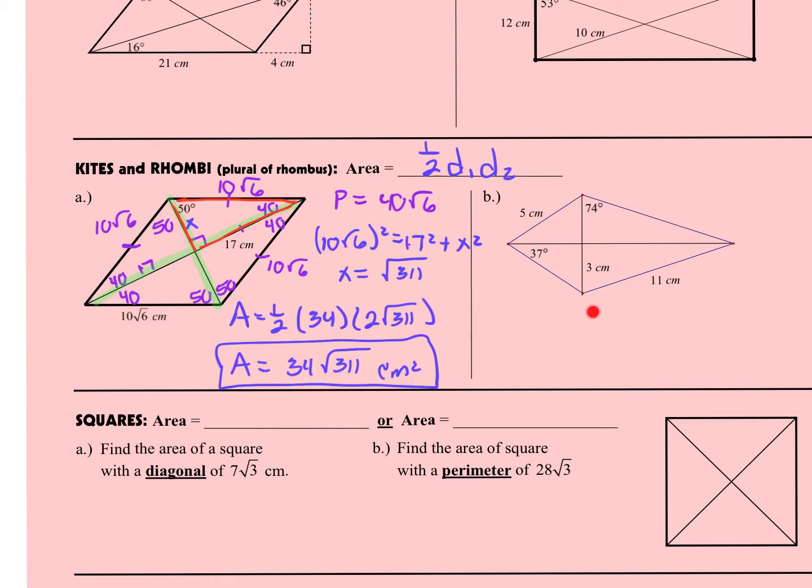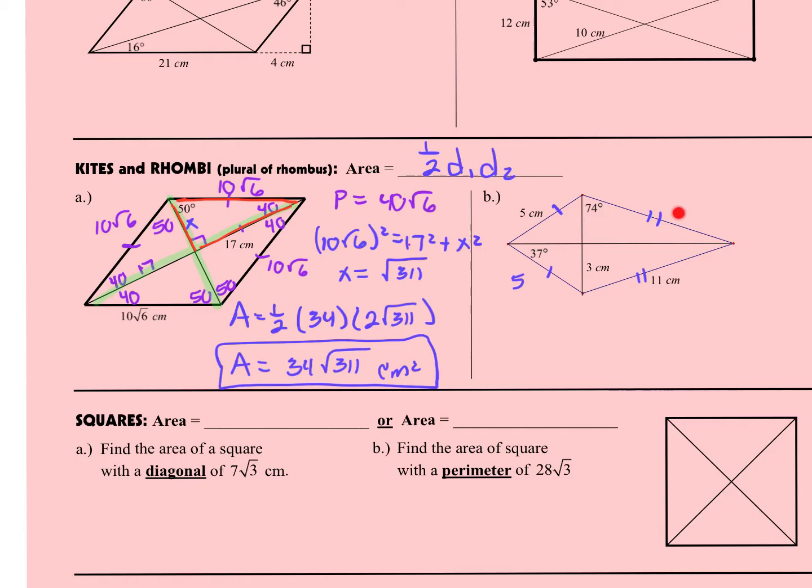Now let's move on to our kite over here. Little reminder on our kites. We're going to have two pairs of consecutive congruent sides. The opposite sides cannot be congruent, otherwise it's going to end up being a parallelogram. So if this is 5, this is 5.